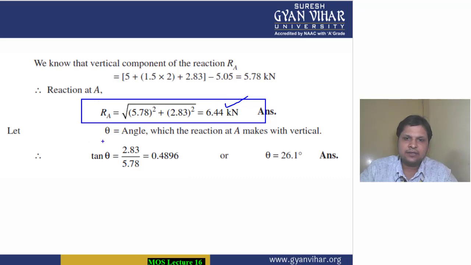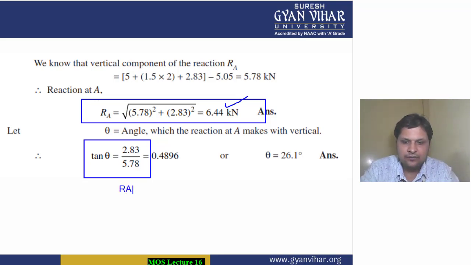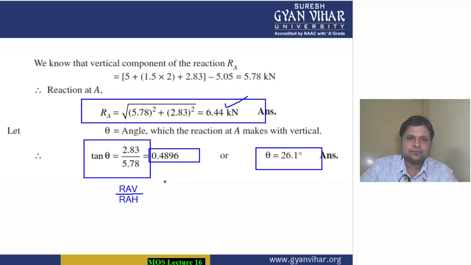Now if you want to show the direction also, we all know that for finding the direction of the resultant, it is equal to sigma V by sigma H, means RAV upon RAH. Tan theta is equal to RAV divided by RAH. So in this way you can find tan theta also, and finally the angle can be calculated.